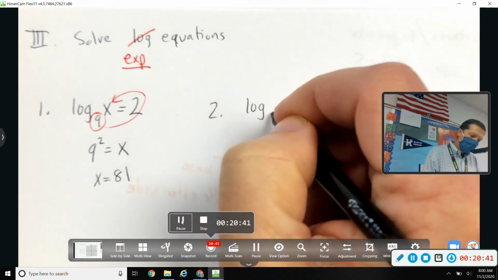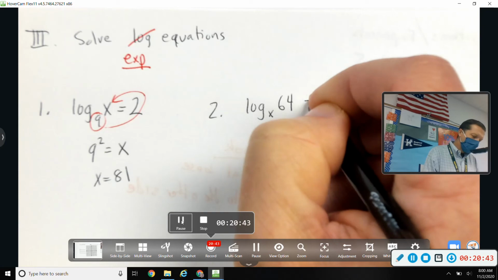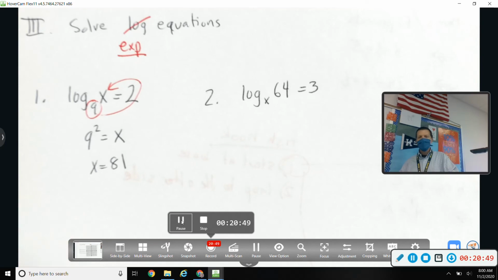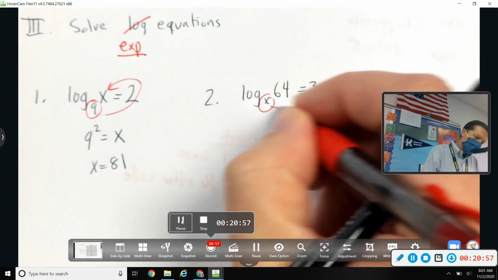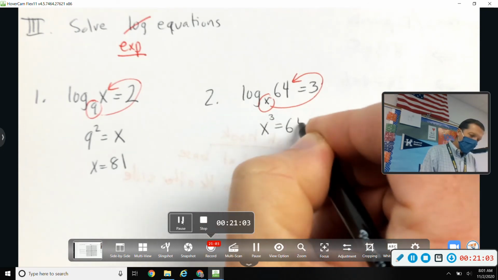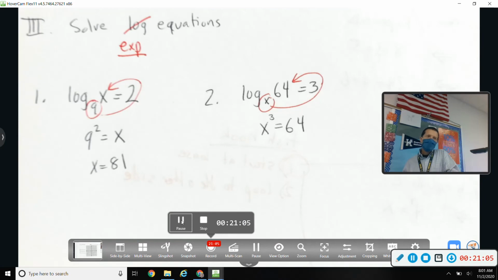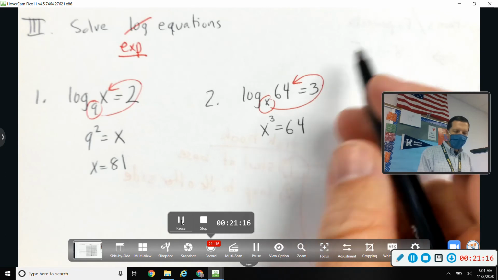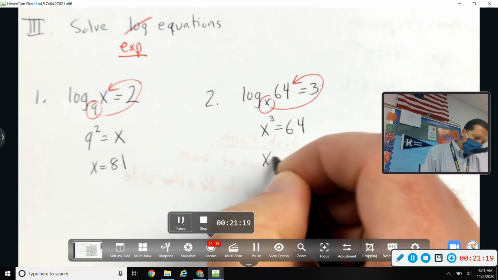Number 2, log base x of 64 equals 3. Well, again, initially you're like, I don't really get logs yet. I don't understand how they work. What's going on? No problem. Fishhook it, turn it into an exponent equation. X cubed equals 64. Still requires a little bit of thought. What times itself 3 times will get me to 64? You know, if we're giving you a problem, the answer is not going to be 2.7843. It's going to be something normal. And it turns out to be x equals 4.